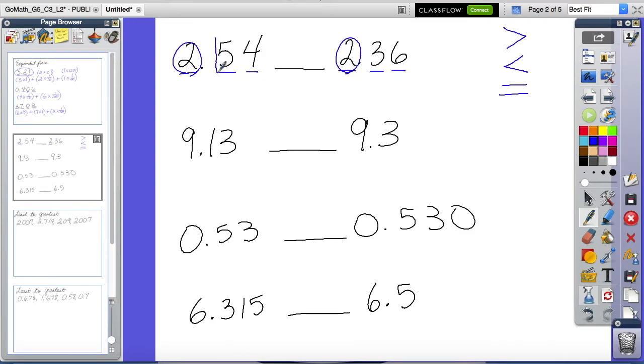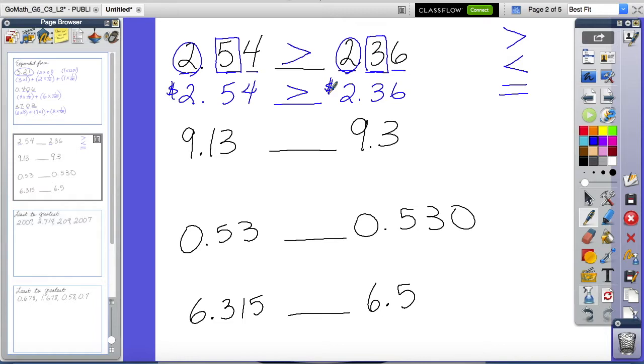But if we notice, this one on the left has a 5 in the tenths place, and this one has a 3 in the tenths place. So the greater value would be the one with the 5 in the tenths place. So we can say 2 and 54 hundredths is greater than 2 and 36 hundredths. If we think of this as money, I probably wouldn't have to have even explained all of that, because you know that $2.54 is greater than $2.36. Remember, anytime thinking about decimals as money values makes the problem easier for you, please think of it that way.